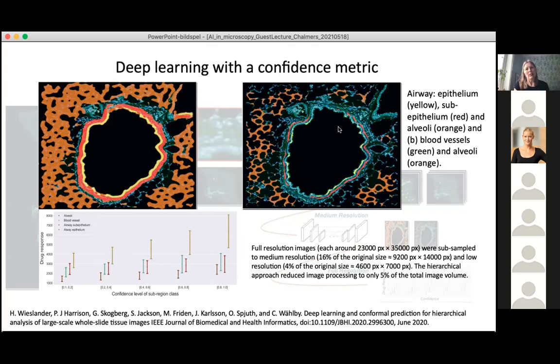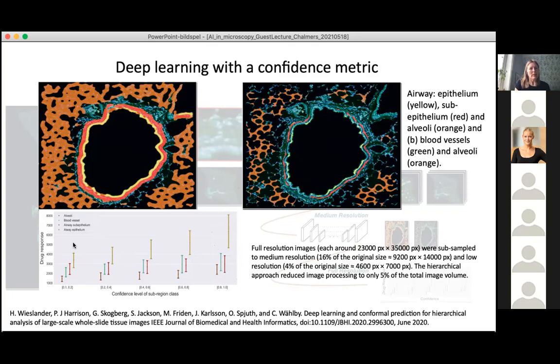But then if we can, in our network, also include a confidence metric, we can select to do the analysis only in the parts where we're most confident about our classification result. So by having this confidence included in our classification, we can reduce our regions to only the most confident ones, and then get a much higher detail in our description of our drug response.